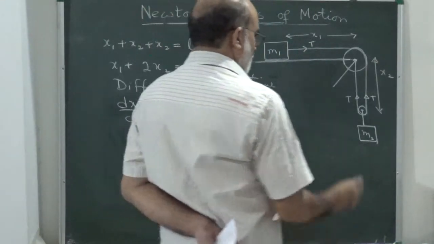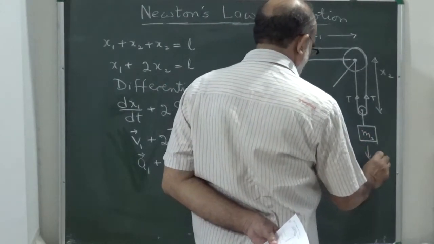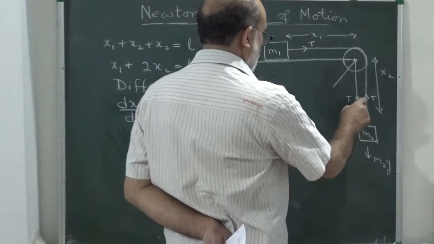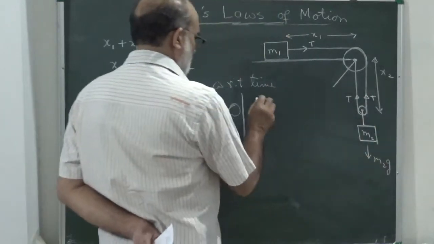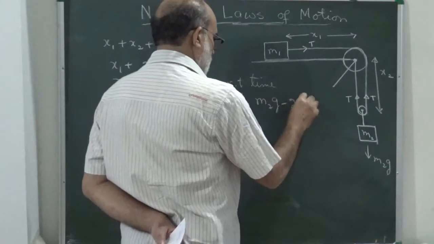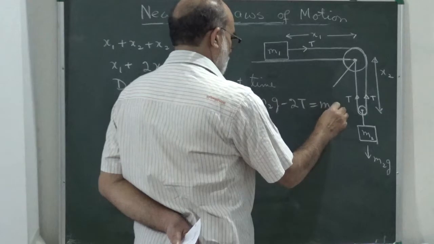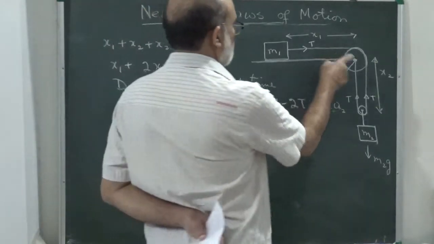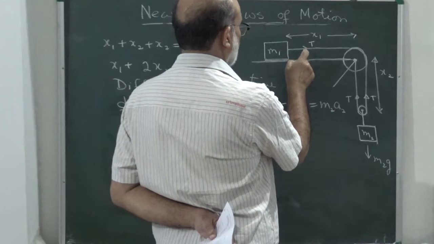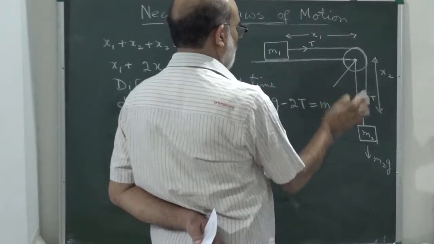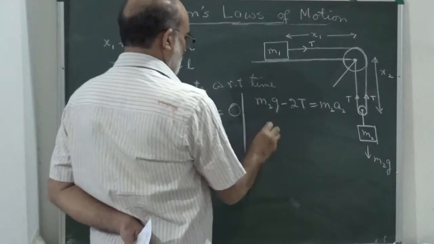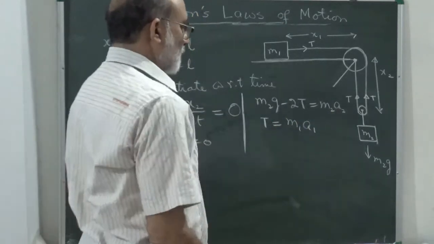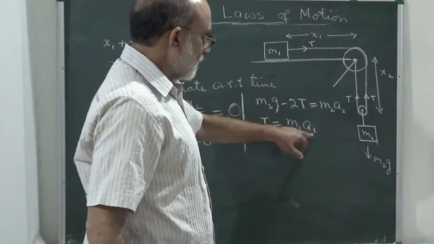So here this mass undergoes gravitational pull downward. So m2g minus 2T gives you the acceleration downward. So m2g minus 2T is equal to m2 times the acceleration of this block. And here, this block is acted upon by only one force, that is tension. We are not assuming friction in this case. So if there is no friction, T will produce an acceleration, T equals m1 a1.